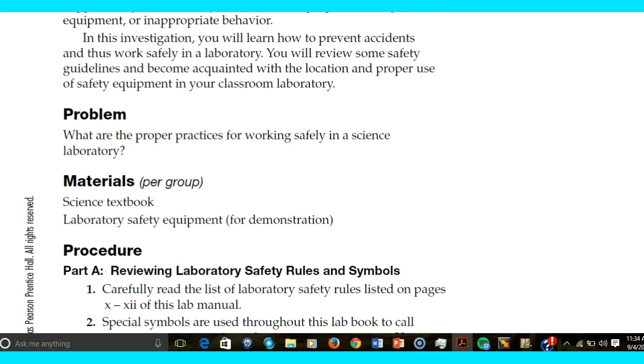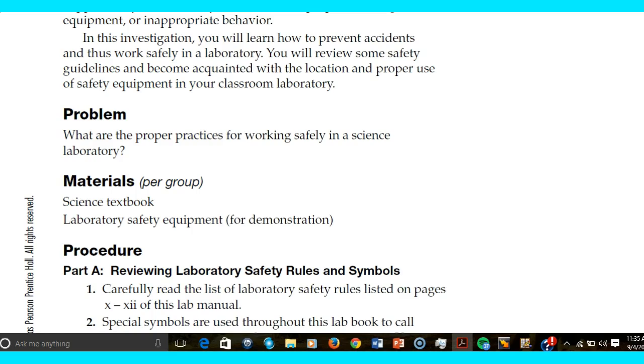In this investigation, you will learn how to prevent accidents and thus work safely in a laboratory. You will review some safety guidelines and become acquainted with the location and proper use of safety equipment in your classroom laboratory. This concludes our pre-lab discussion. The first problem is below.